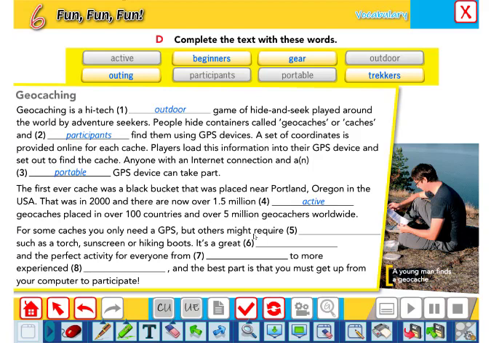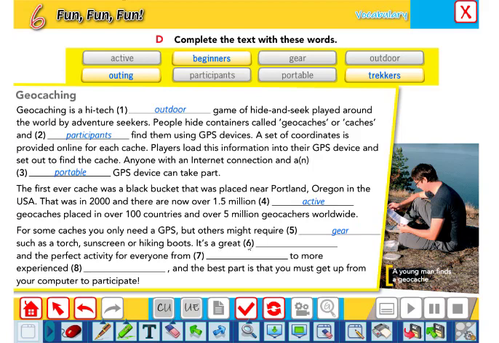For some caches, you only need a GPS, but others might require more. So guys, what would it require? When I say, for example, it requires equipment, or things that we need for the game, that would be gear for sure, yes. Such as torch, sunscreen, or hiking boots.